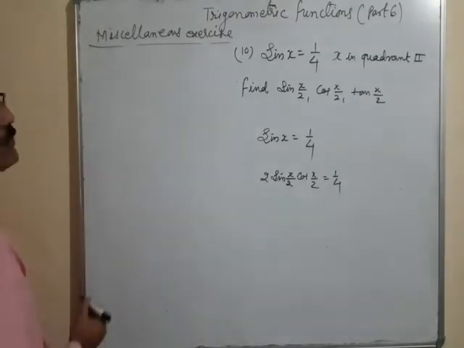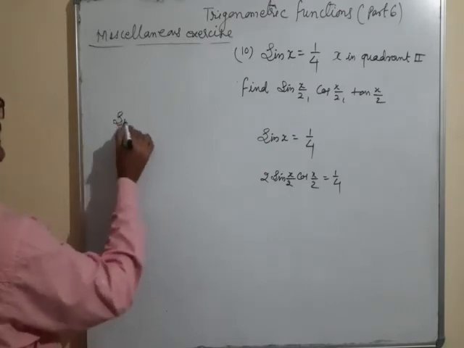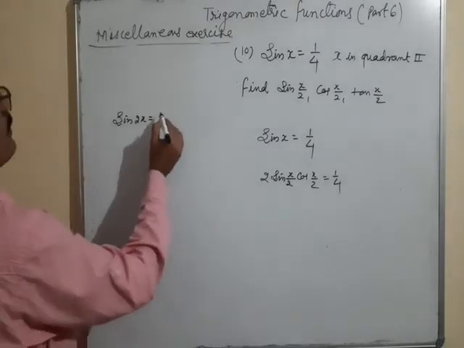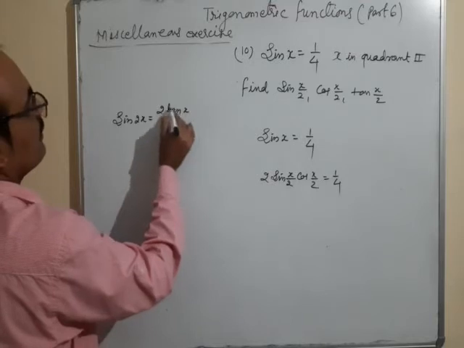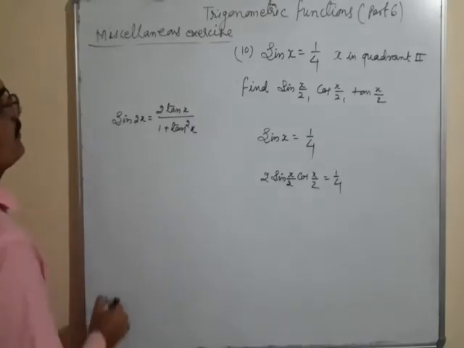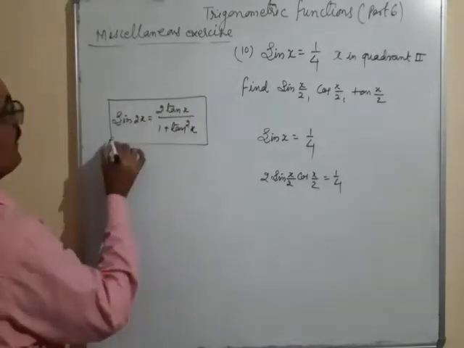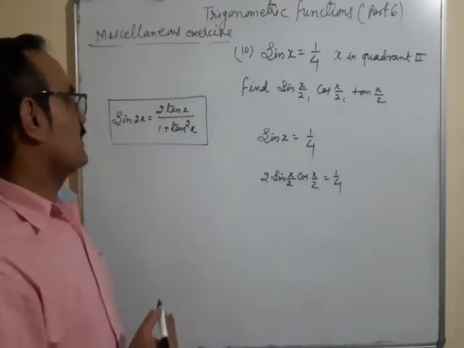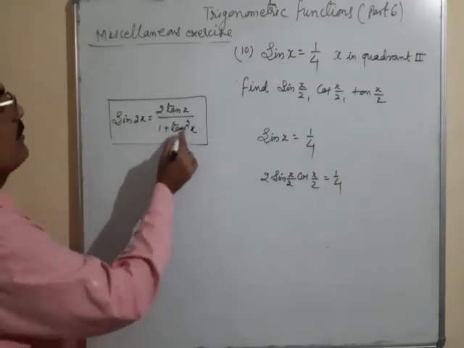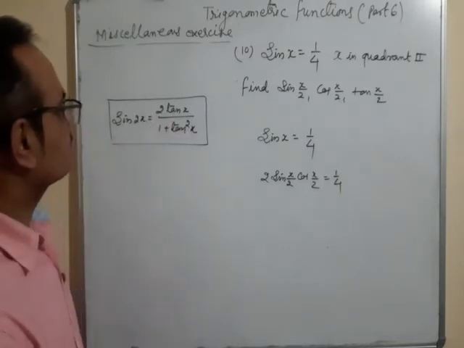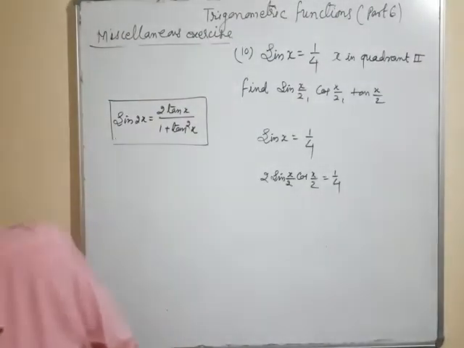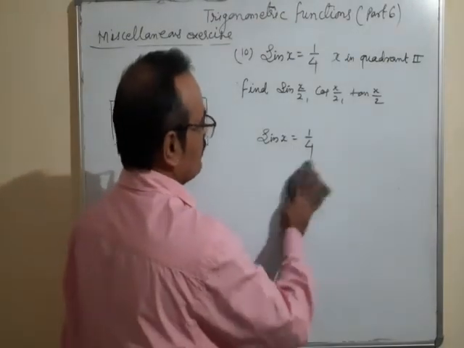Sin 2x, cos 2x and tan 2x. Formula: sin 2x is equal to 2 tan x upon 1 plus tan square x. This is a formula. Okay. You can verify this. I don't know whether it is in the list or not, but this is a formula, sin 2x. Sin 2x is equal to 2 tan x upon 1 plus tan square x. Okay. So if you are using this formula, then what happens? Directly we are getting the value of tan. So rather than using 2 sin x/2 cos x/2, we can use this formula.